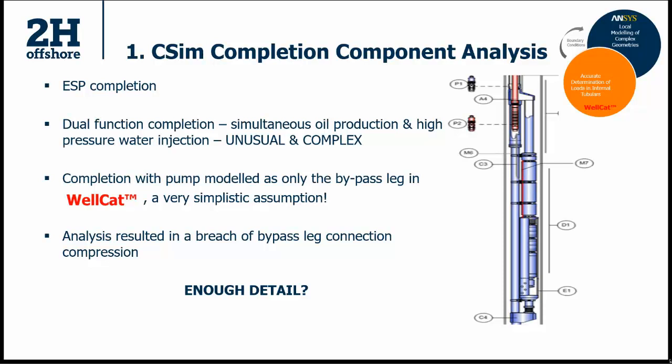How we model it in WellCat is basically we ignore the pump leg, and we just put the bypass leg in there and ignore the pump assembly on the side. The WellCat analysis resulted in a breach of the bypass leg connection in compression. But how do you have confidence in that result? There isn't enough detail, and all you're modeling is the bypass leg in isolation. It's not modeling any cross bracing with the pump body, so how can you have confidence in that result?